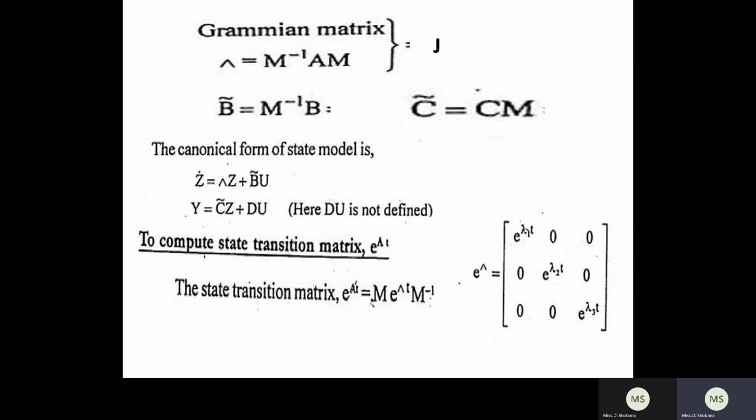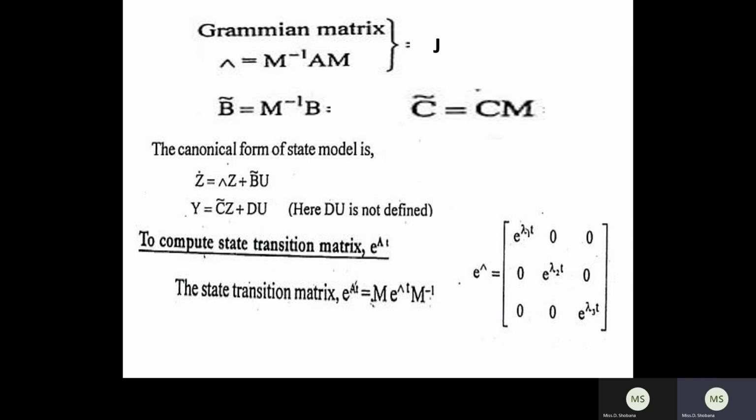And then we can see the Jordan matrix, which is nothing but M inverse A M. The B vector is M inverse B, and the C vector is equal to C M. For the canonical state model, Z dot is equal to the Jordan matrix J Z plus B vector U, y is equal to C vector Z plus D U. Then we can also compute the state transition matrix, which will be M e to the power of Jt M inverse.